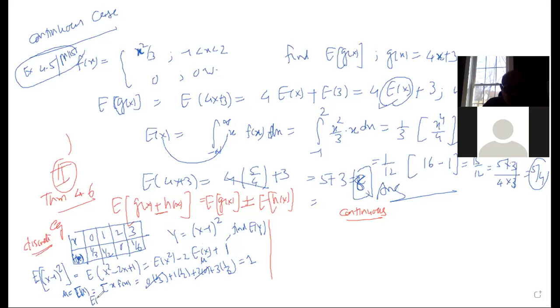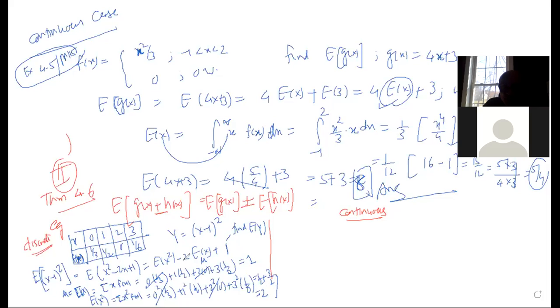Now I can find the expected value of capital X squared, which is the summation of x squared times f(x). I have to take the square of all these values. So it is 0 squared times 1 by 3 plus 1 squared times 1 by 2 plus 2 squared times 0 plus 3 squared times 1 by 6. The 2 term is 0, so no need to write it. 1 squared is just 1, so that is 1 by 2 plus 9 by 6, which is 3 by 2. So 4 by 2 is equal to 2.